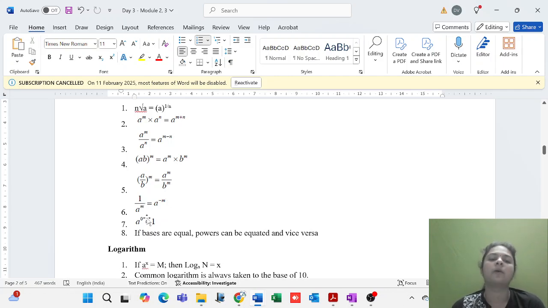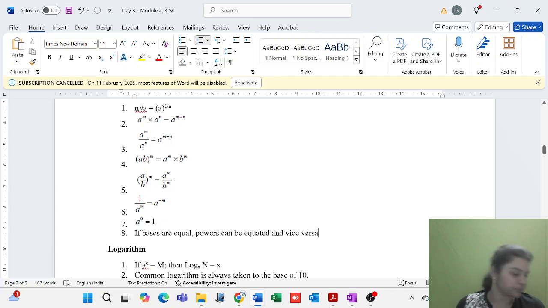Same way, 1 by a power m. When you take the reciprocal of the base, the power becomes negative. So 1 by a square can be written as a power minus 2. And anything to the power 0 is always 1. And the last rule under indices: if the bases are equal, then the powers will be equal, or if the powers are equal, bases will be equal. Both rules will apply. So these are the basic points for indices.